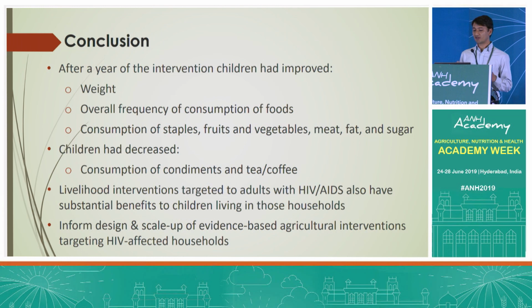So I would like to have this conclusion. After a year of the intervention, the children had improved weight, overall frequency of consumption of food, and consumption of staples, fruits and vegetables, meat, fat and sugar. The children had decreased consumption of condiments and tea or coffee. So the livelihood interventions targeted to adults with HIV/AIDS also have substantial benefits to children living in those households. This study might inform design and scale up of evidence-based agricultural interventions targeting HIV-affected households.